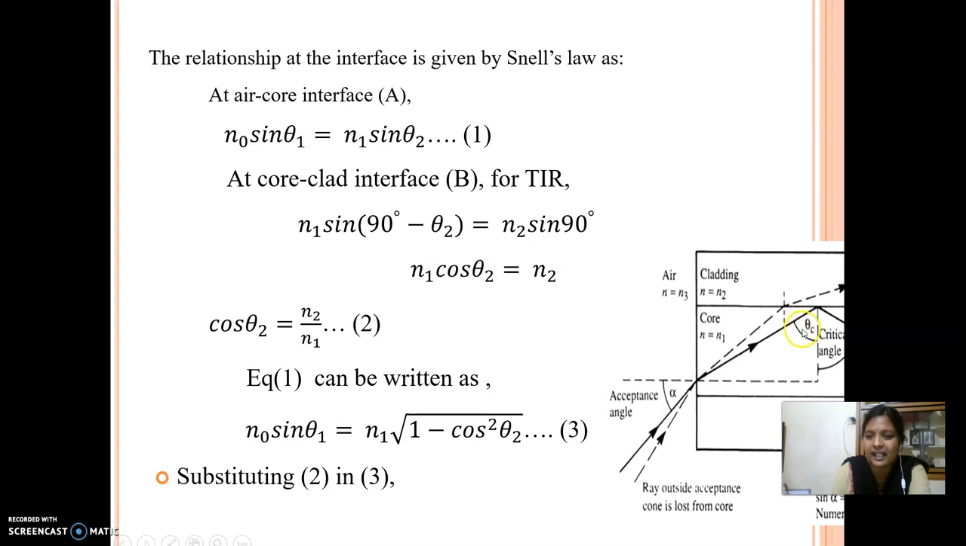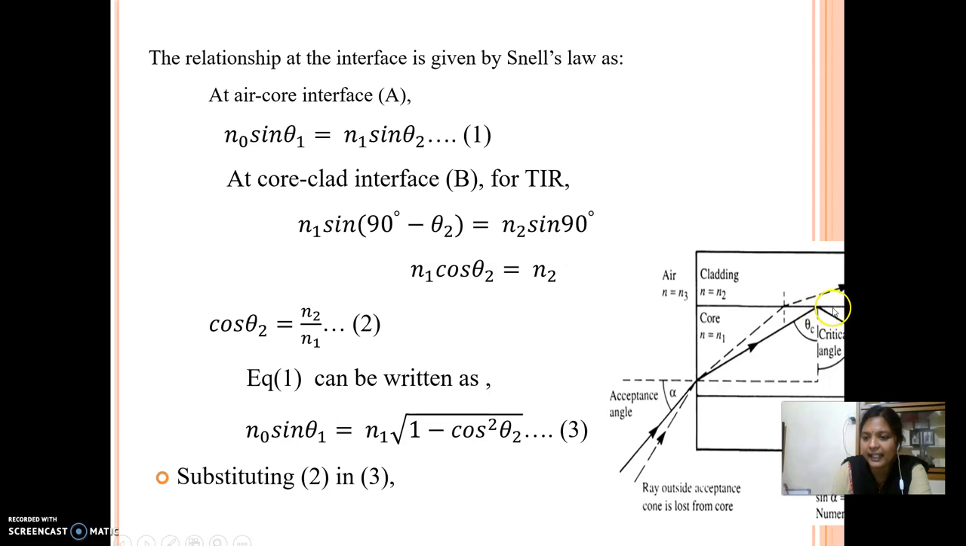So n1 sin(90 minus theta 2) you are taking. Let us take here is not theta c. Theta 2 is the angle of incidence at the core cladding interface. If you take this one as a normal here, then see this figure, it can be 90. So this will be 90 minus theta 2. This is theta 2. 90 minus theta 2 will be the angle of incidence at the core cladding interface.